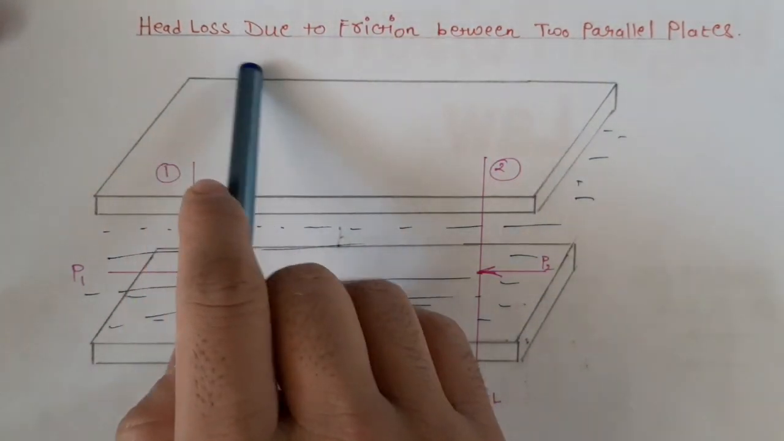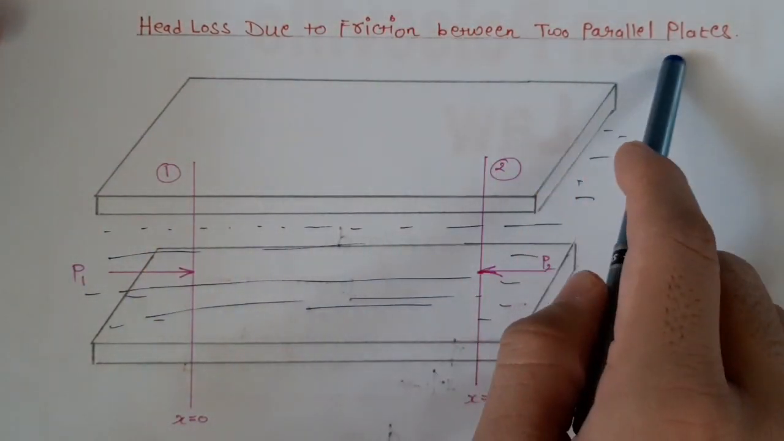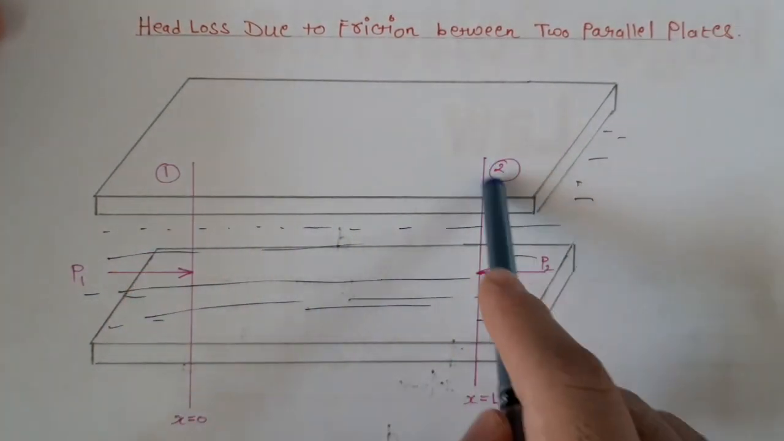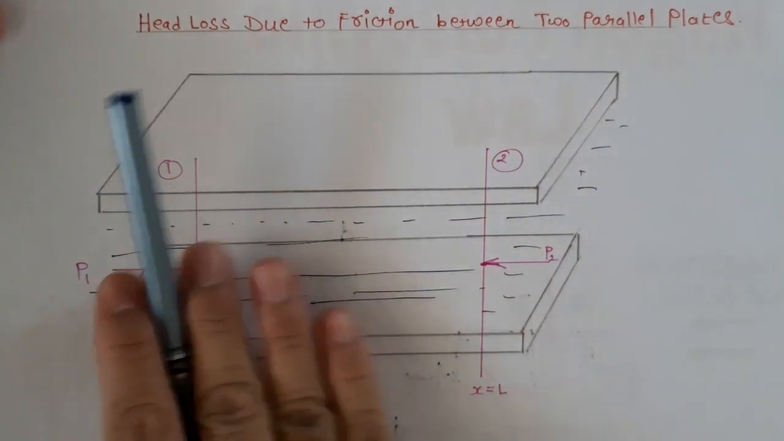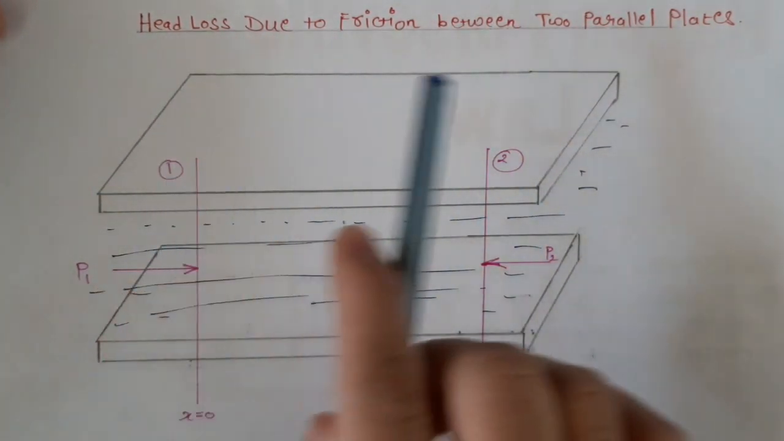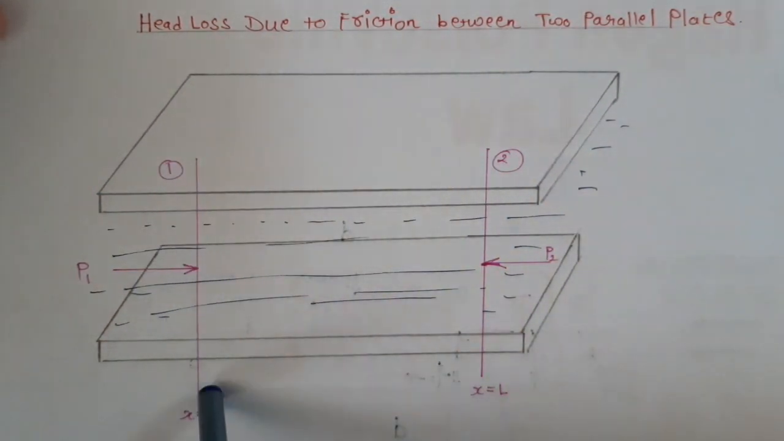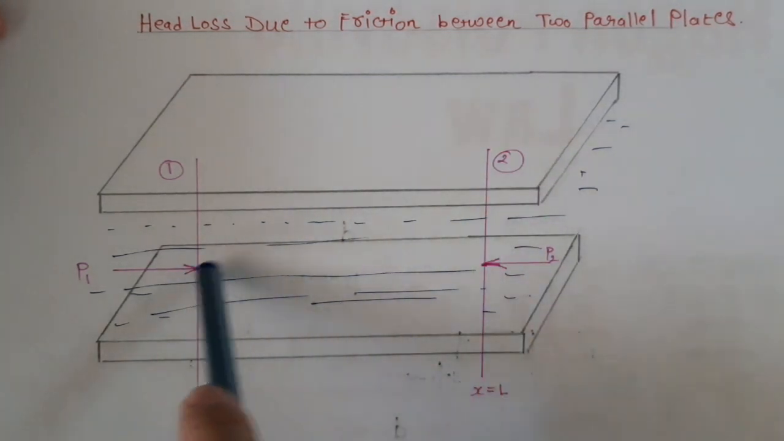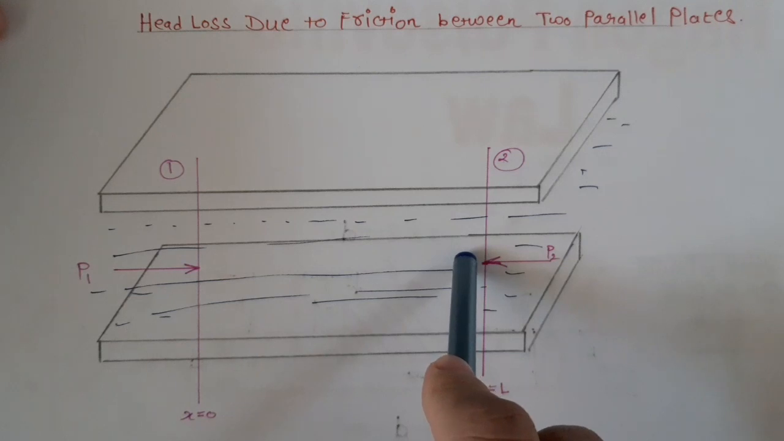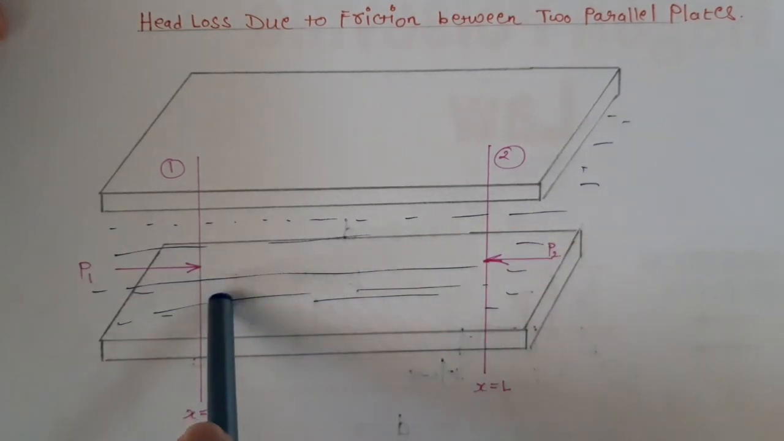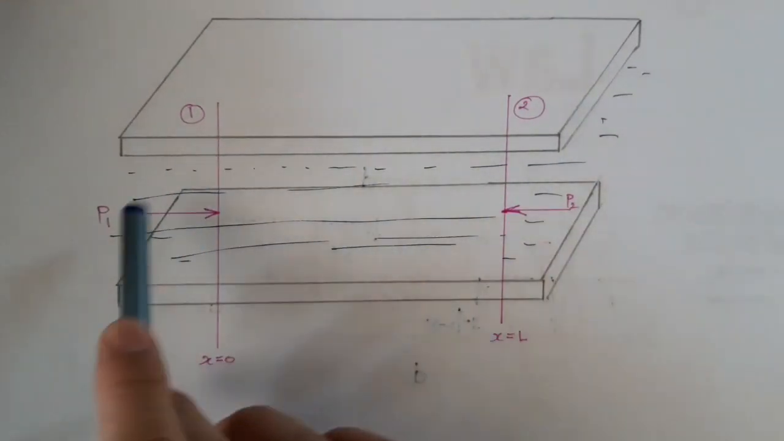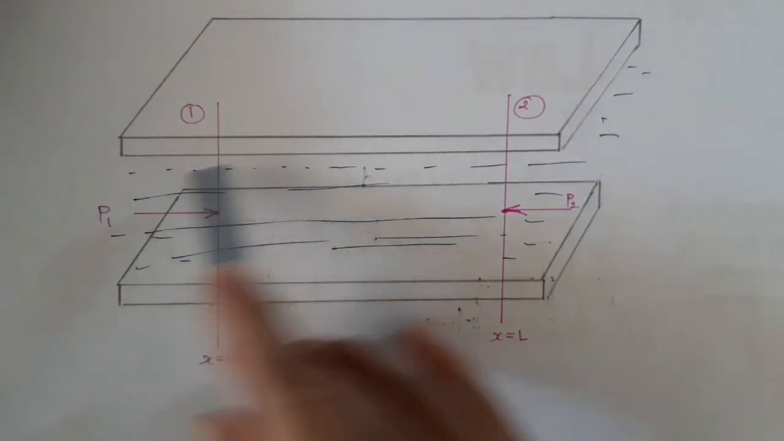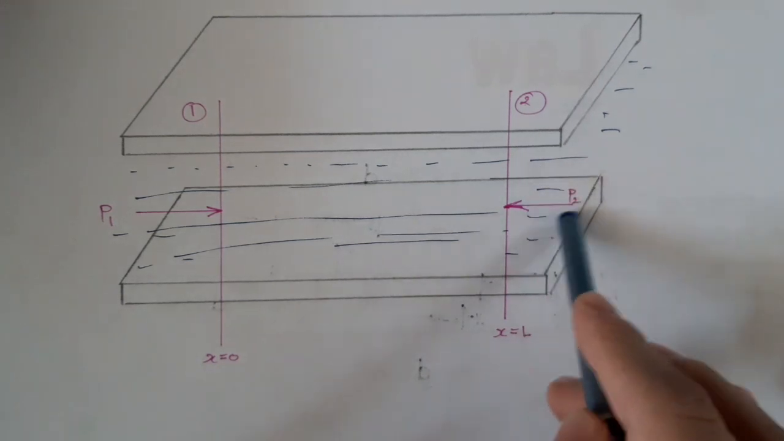So for the derivation of head loss due to friction between two parallel fixed plates, we have to consider two sections, namely section 1 and section 2. The purpose of dividing this flow into sections is to know the pressure at section 1 and the pressure at section 2, and the pressure difference between these two sections. So consider that at section 1 the pressure of the fluid is P1, and at section 2 the pressure of the fluid is P2.